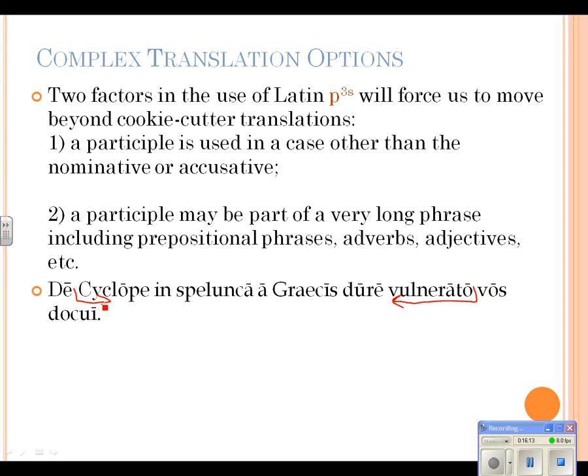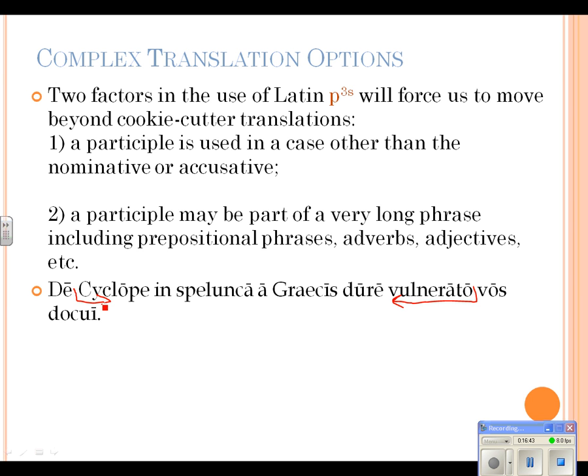Okay. And take it all the way back to kuklopa. Notice this is third declension and ablative and singular. Vulnerato is second declension, but it's also ablative and singular and masculine in the way that the Cyclops is. Now, some of you are going to start translating this, and that'll be fine and wonderful, and I'm sure you'll do a splendid job.